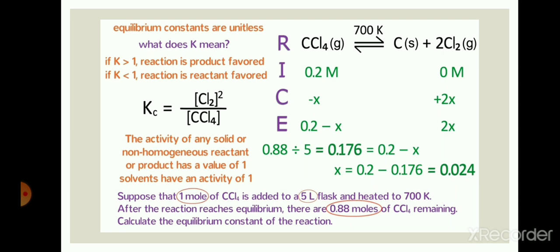Does this number make sense? Yes. The concentration of reactant is larger than the concentration of product at equilibrium, so an equilibrium constant less than 1 makes sense.